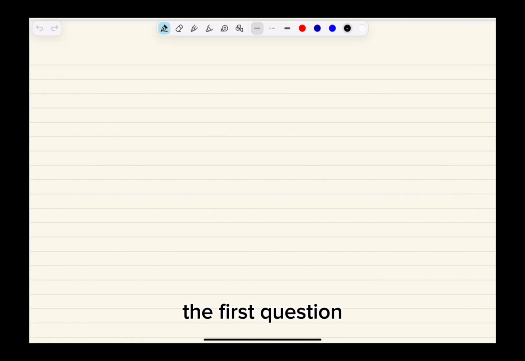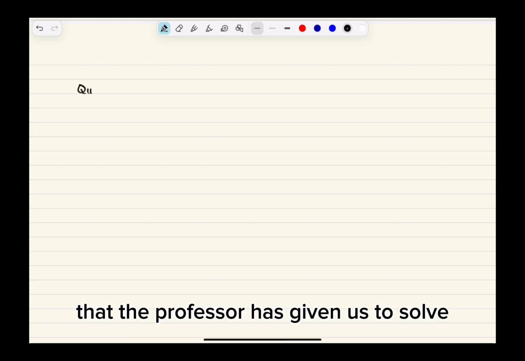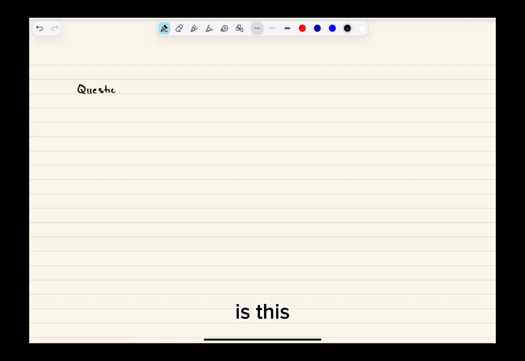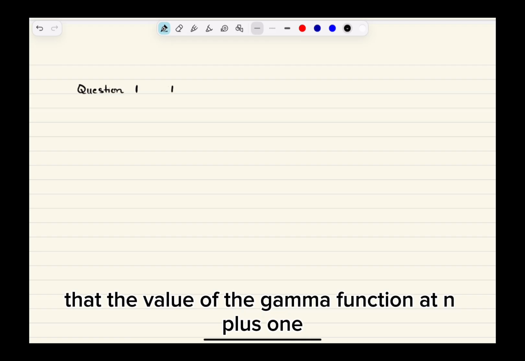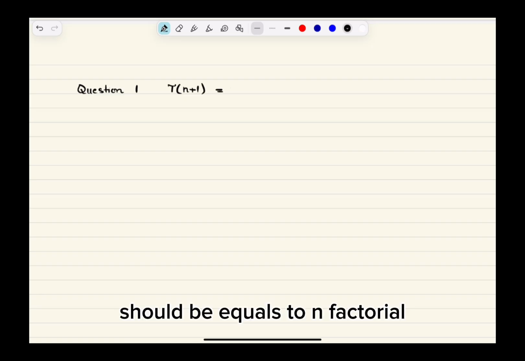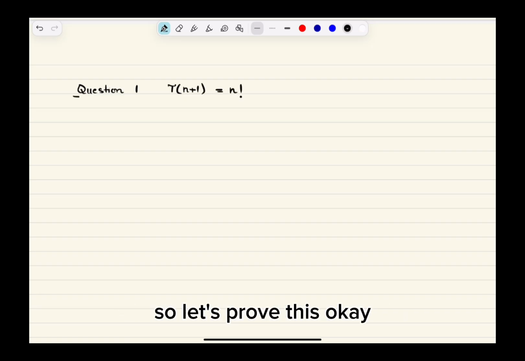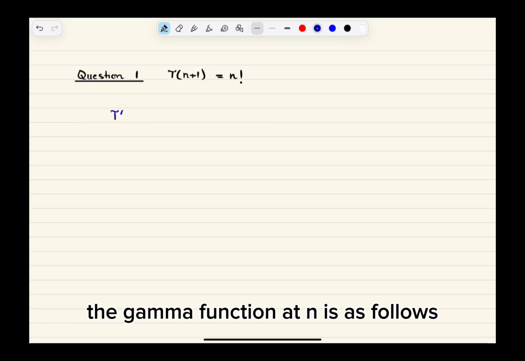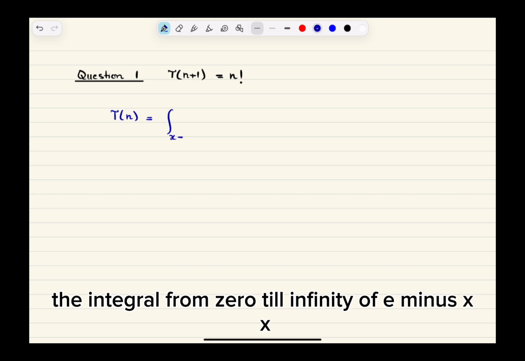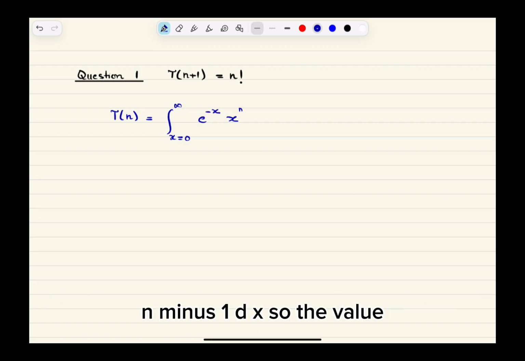Okay, so the first question that the professor has given us to solve is this: the value of the gamma function at n plus 1 should be equal to n factorial. So let's prove this. The gamma function at n is as follows: the integral from 0 to infinity of e^(-x) x^(n-1) dx.